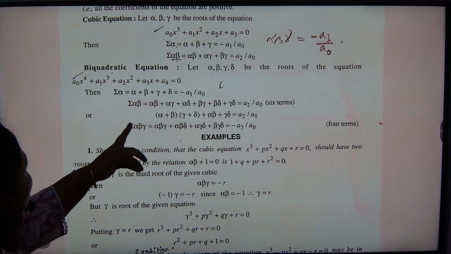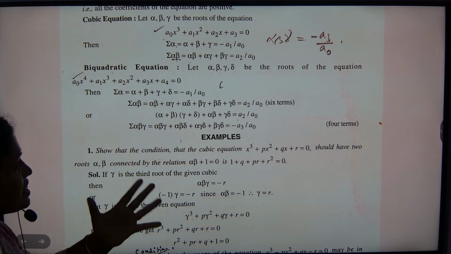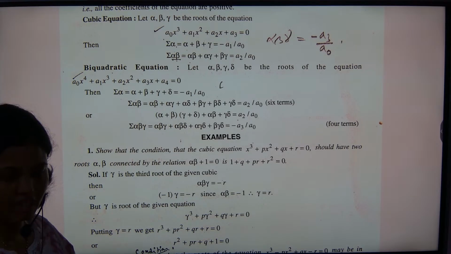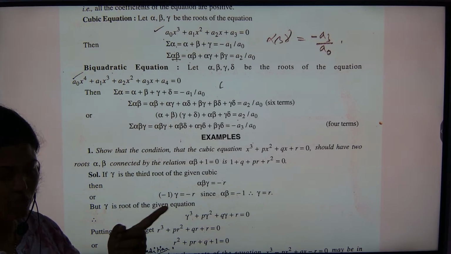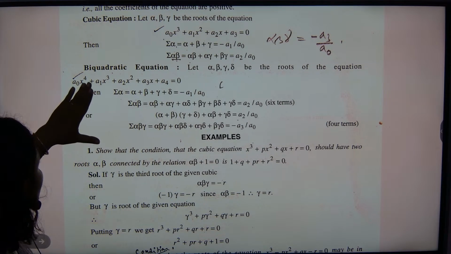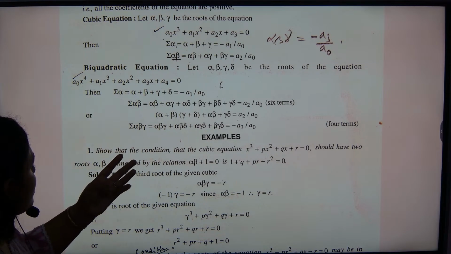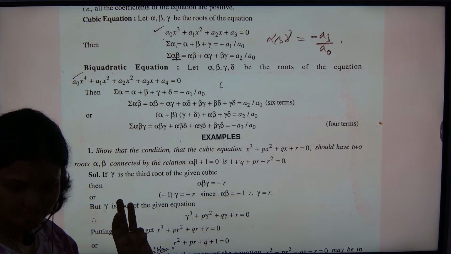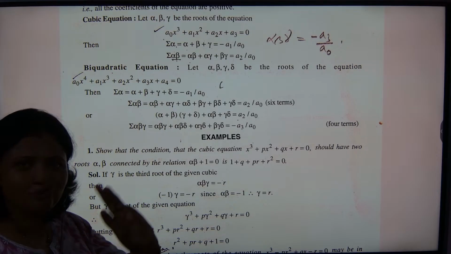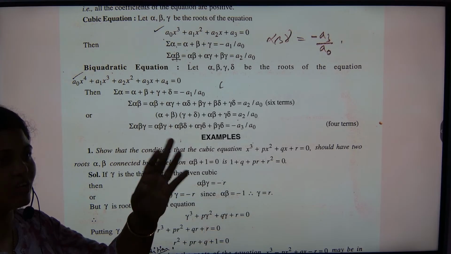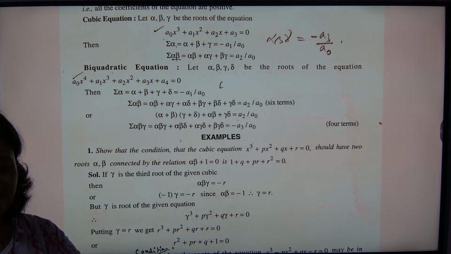Up to 4 roots we use alpha, beta, gamma, delta. More than 4, use alpha 1, alpha 2, alpha 3, alpha 4, alpha 5.